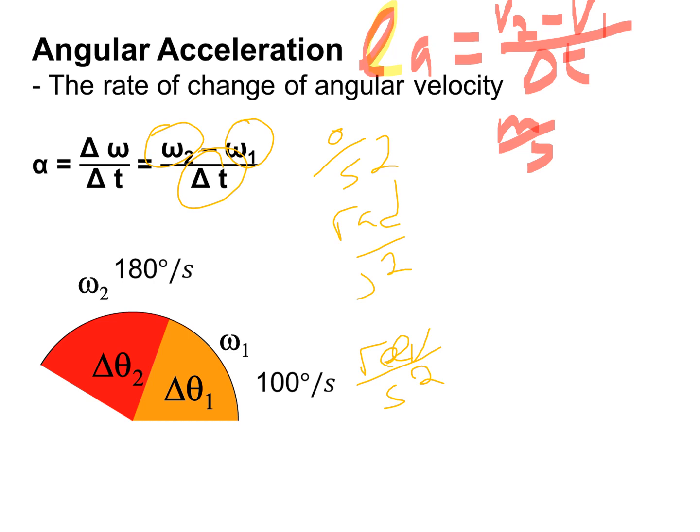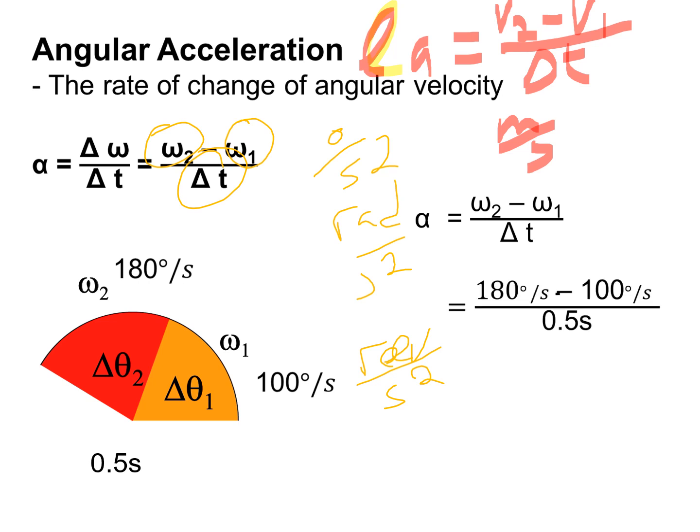So if we had a rotation of 100 degrees per second, but then increased our angular velocity to 180 degrees per second in roughly half a second, we simply take our final angular velocity, or our second angular velocity, and subtract our initial angular velocity and divide that by time, and we get 80 degrees per second squared. Okay? I'm sorry, 160 degrees per second squared.